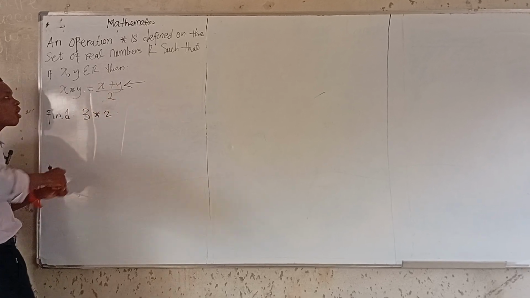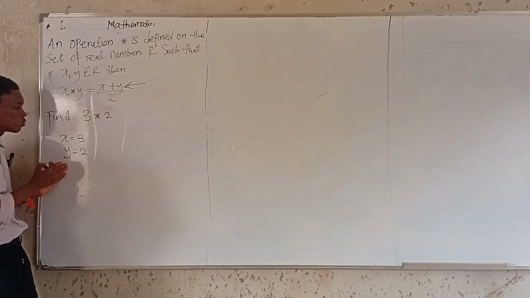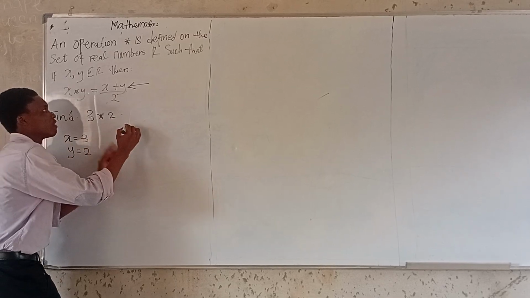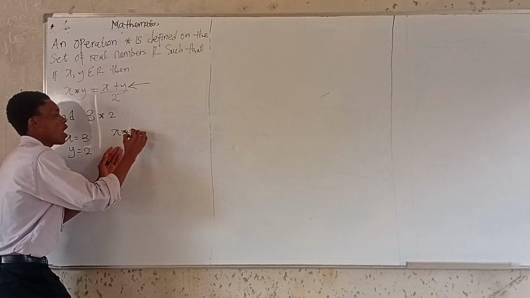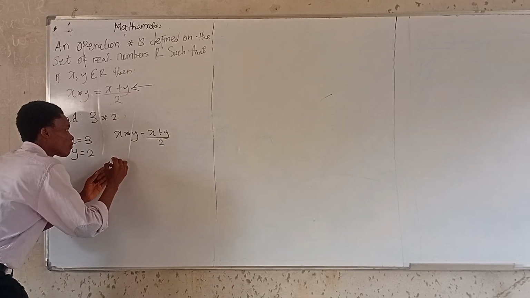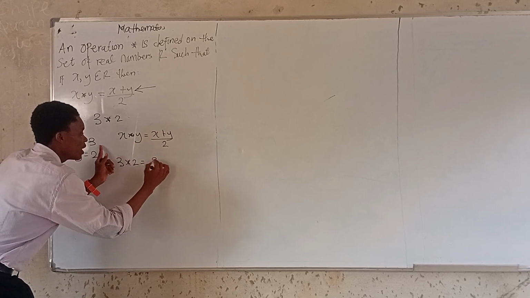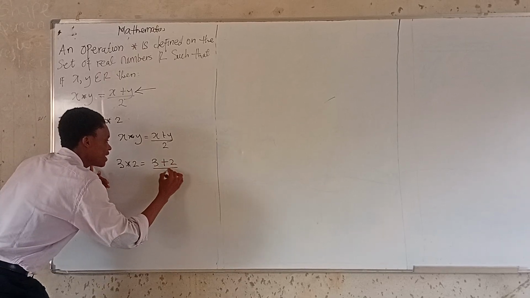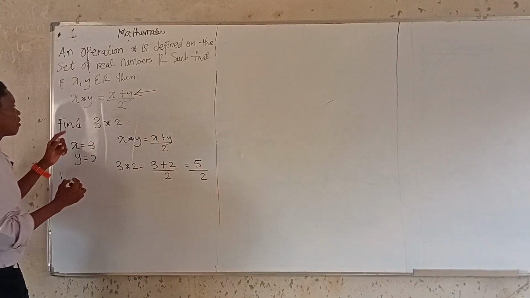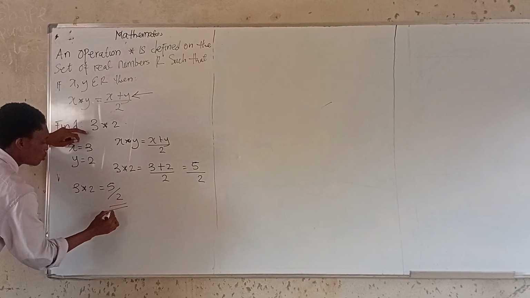So what do we do from here? We are given the formula. We know that our x here equals 3 and our y here equals 2. Now bring down the formula. The formula says x asterisk y equals x plus y divided by 2. So let's go. 3 asterisk 2 equals, our x here is 3 plus our y here is 2, divided by 2. So 3 plus 2 is 5 divided by 2. So therefore, our answer to this question is 5 all over 2.